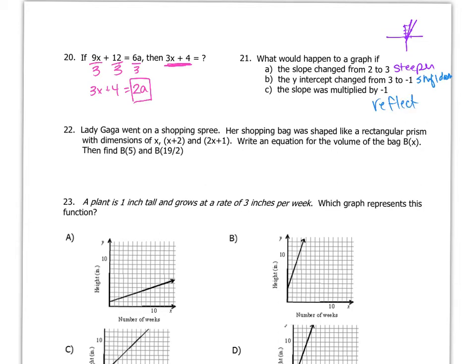Then on number 22, it says Lady Gaga went on a shopping spree. Her bag was shaped like a rectangular prism with dimensions of x, x plus 2, and 2x plus 1. Write an equation for the volume, b of x, and then find b of x and b of 19 over 2. So first thing we need to do is actually find b of x, and that's where we just multiply all three together. So we would have x times x plus 2 times 2x plus 1.